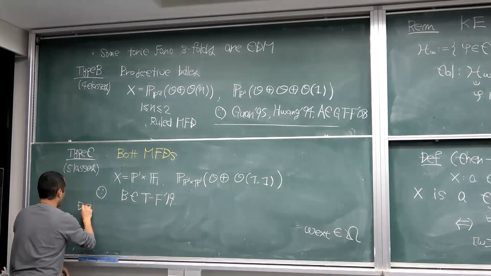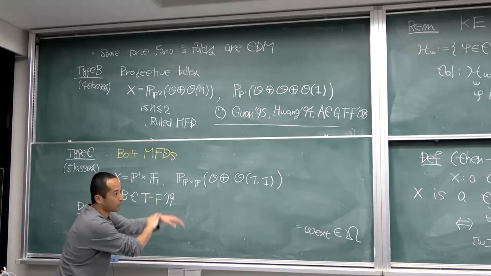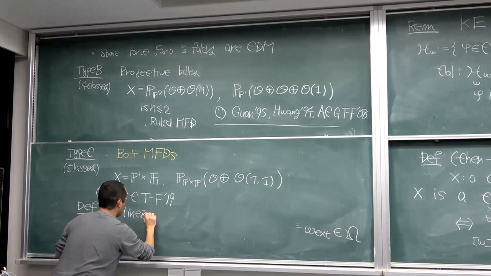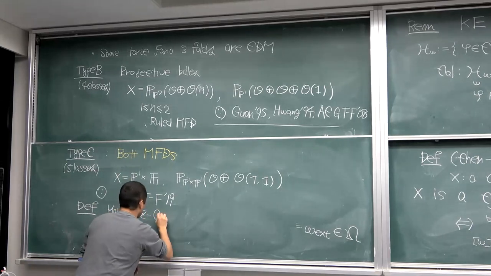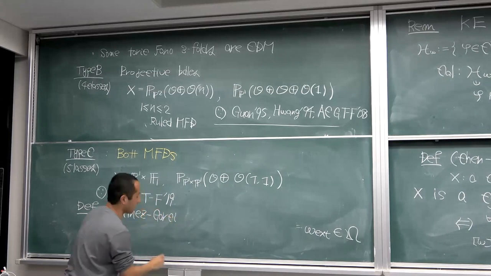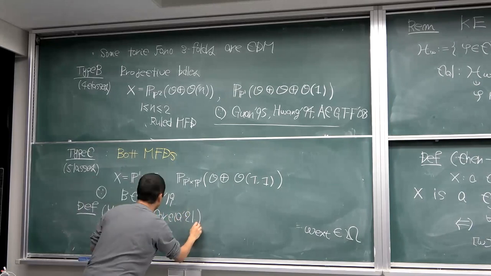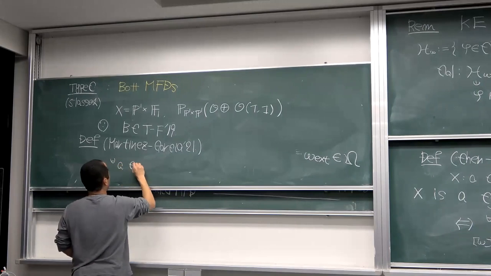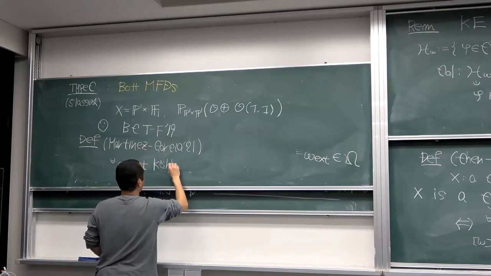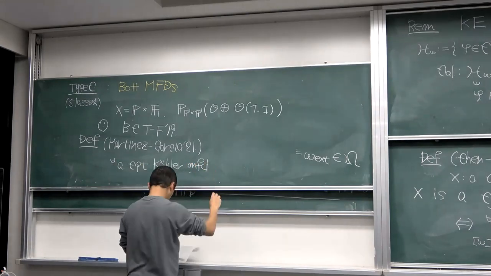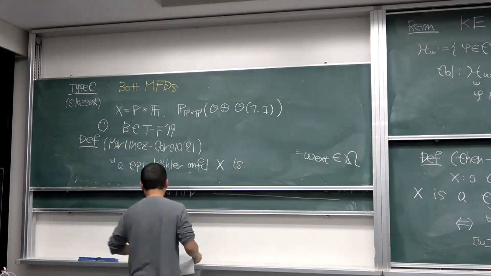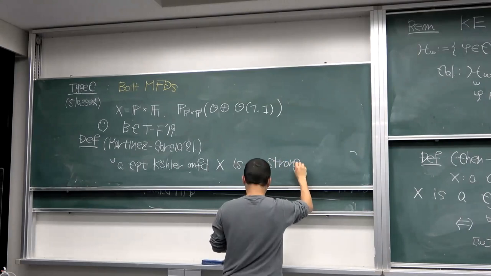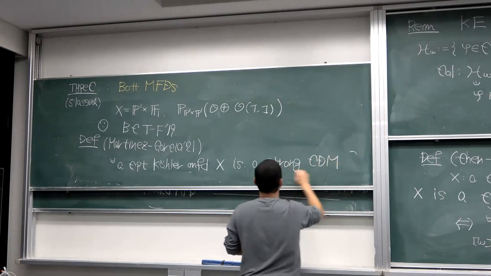But today, what we want to consider is not extremal, but constant scalar curvature. This was defined by Martinez-Garcia in 2021. He defines that a compact Kähler manifold X is a strong parabolic manifold. So in the title, I just wrote strong. This is the definition of a strong parabolic manifold.